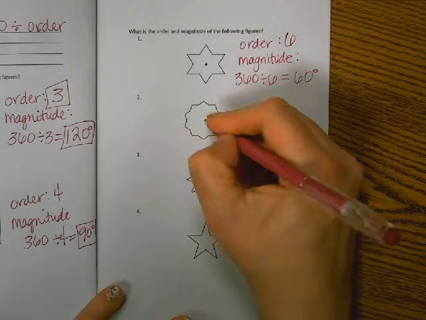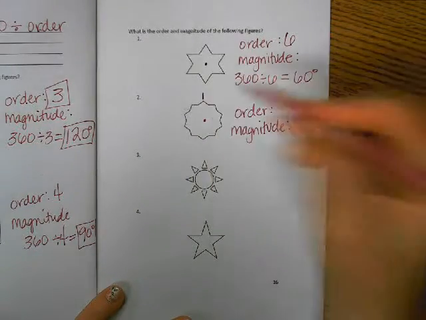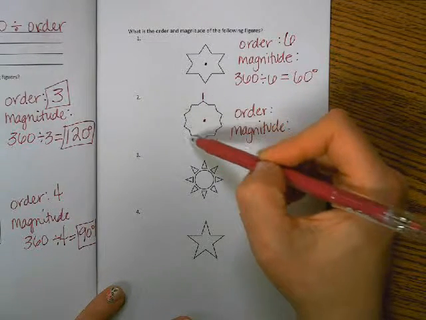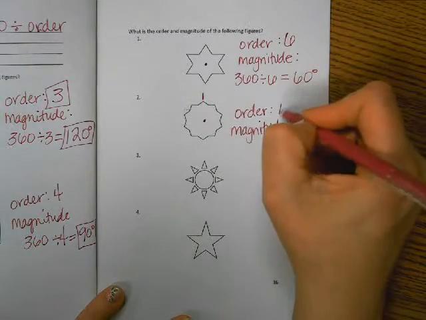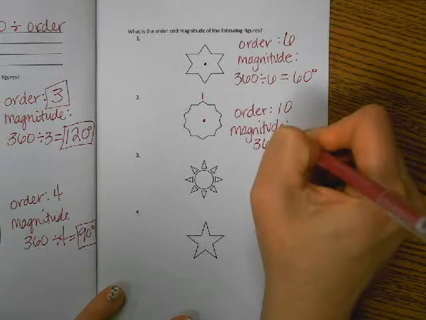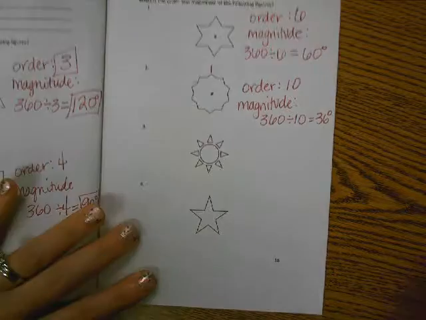Okay, so you might have guessed that if you just kind of count how many of these there are, it's going to help you. I always label my first one. So I have 1, 2, 3, 4, 5, 6, 7, 8, 9, 10. So my order is 10. And my magnitude is going to be 360 divided by 10, which is 36 degrees.